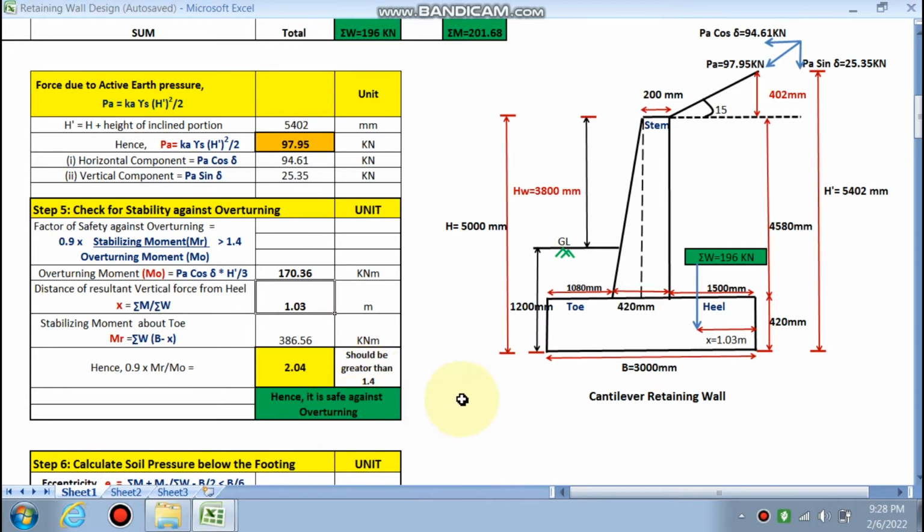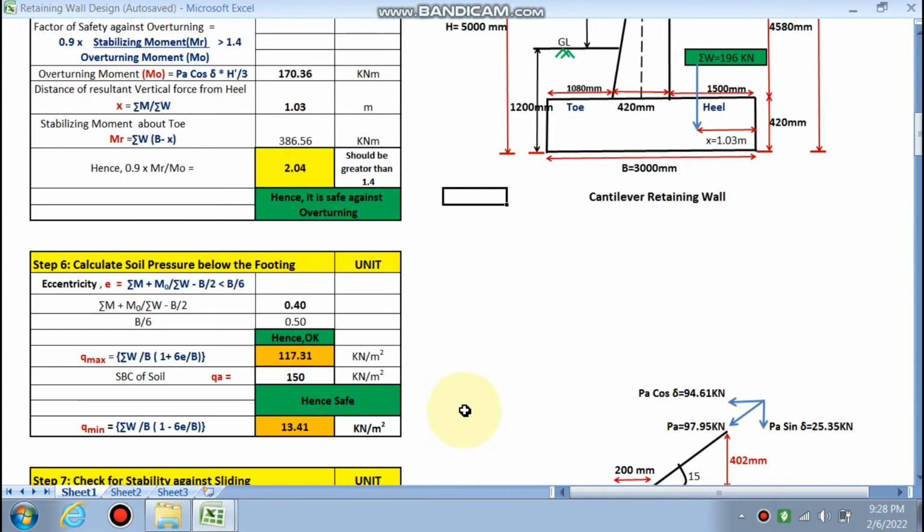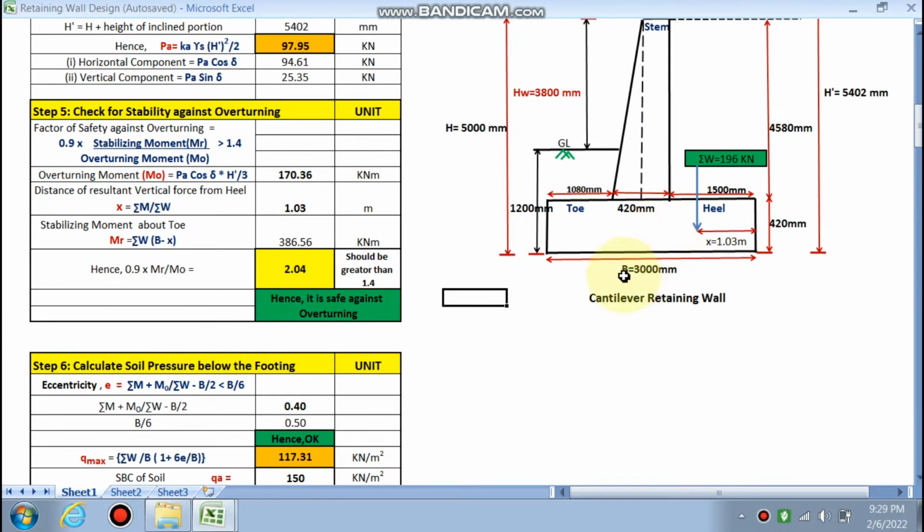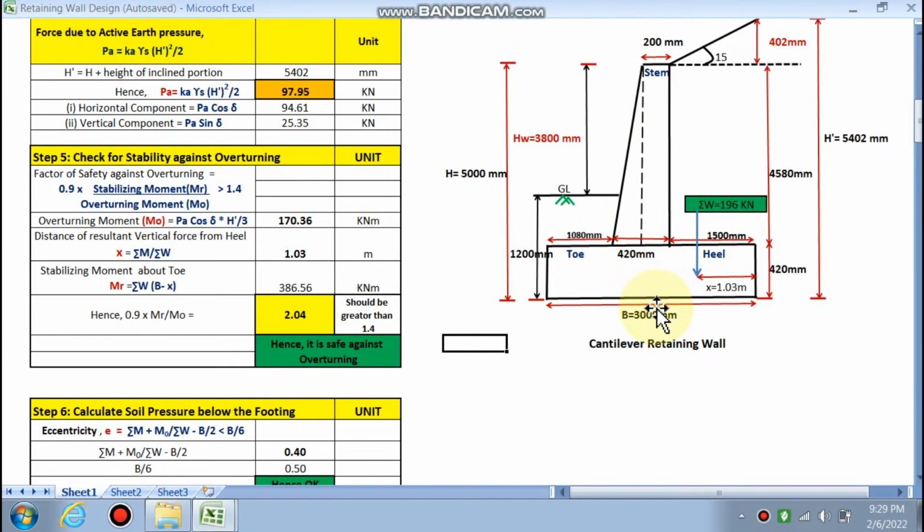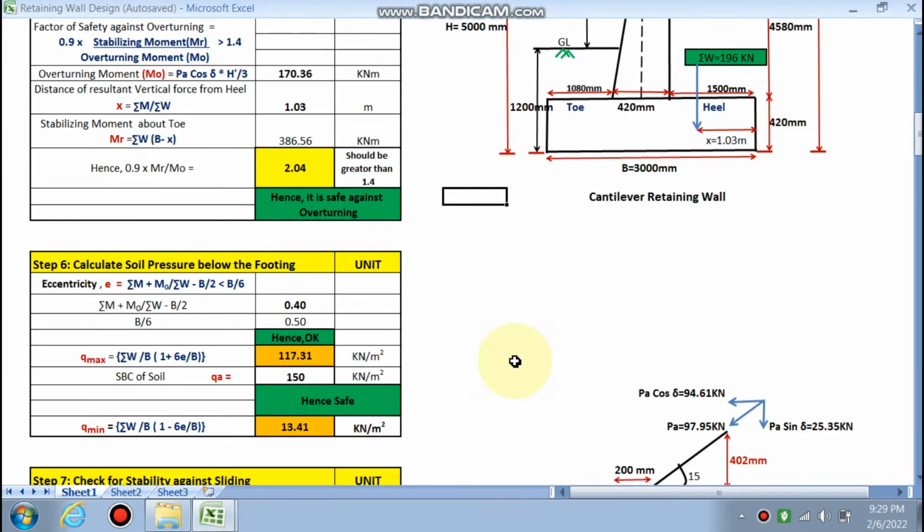It has been already calculated, right? Now next is the soil pressure. Second thing, I have told you that the soil pressure of overall load on the soil should be less than the soil bearing capacity, right? It should be satisfied. So in our case, the eccentricity is calculated, it should be less than b by 6, so this is okay.